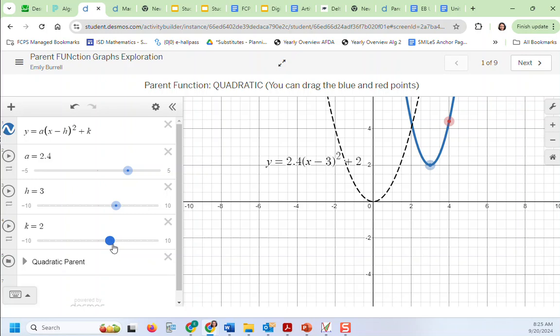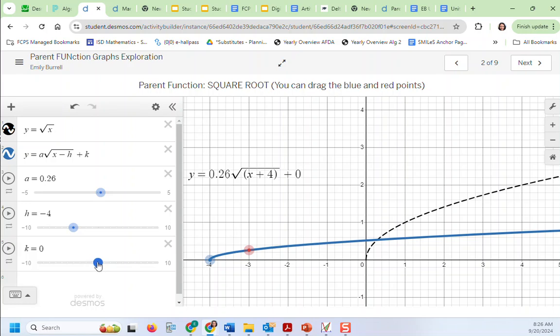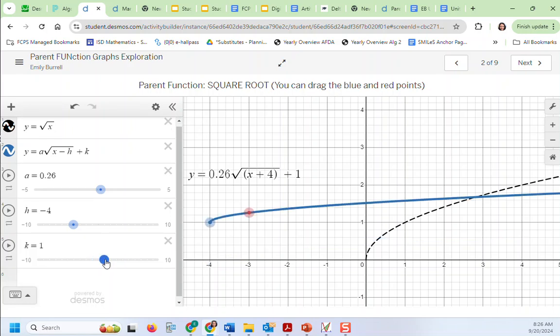So there's a few things to write down. You hopefully went on to the next screen and noticed that these same things happen. Look what happens with the a. See how it gets taller? And then it gets shorter? And what happens when a is negative? Yeah, so it reflects when a is negative. You see that? And then the h still moves you left and right, and the k still moves you up and down.